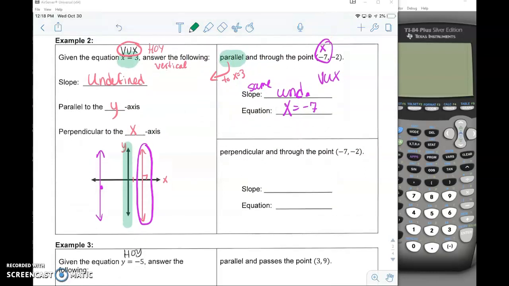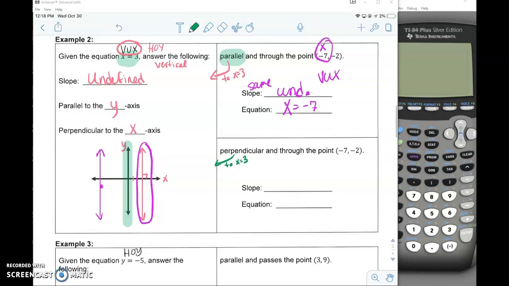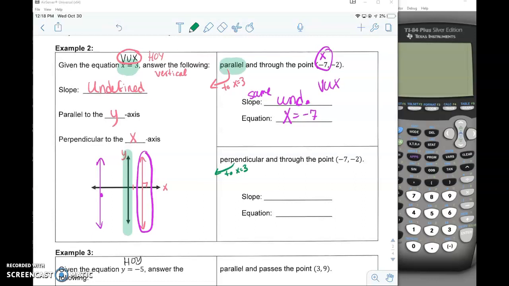Next it says perpendicular to our original, so perpendicular to x equals 3, and goes through the point negative 7, 2. So perpendicular, my slope is totally opposite. Opposite of undefined, or opposite of a vertical line, would be a horizontal line, which is a slope of 0. A horizontal line is a y equals equation. Y equals, from my ordered pair, negative 2. So I could even draw my horizontal line over here.